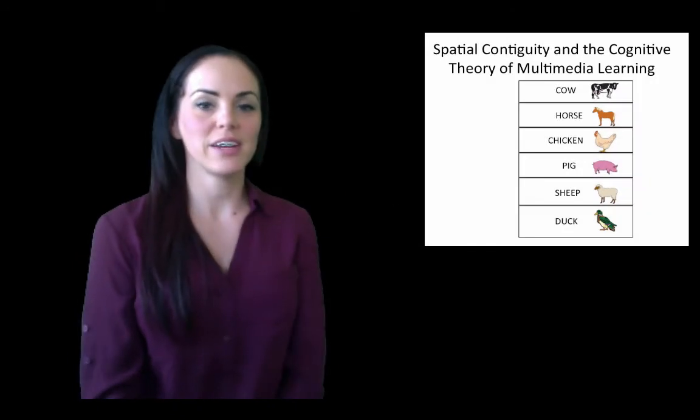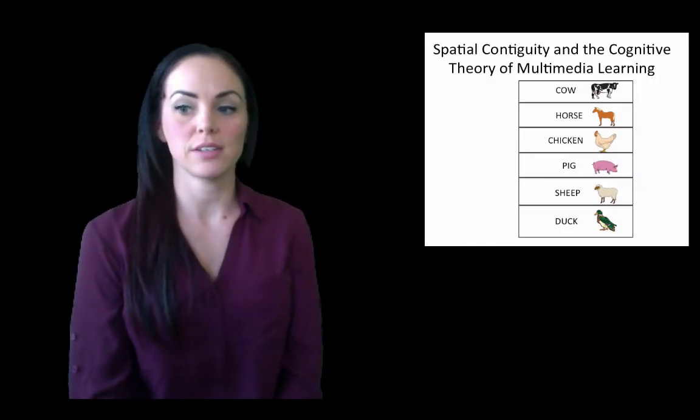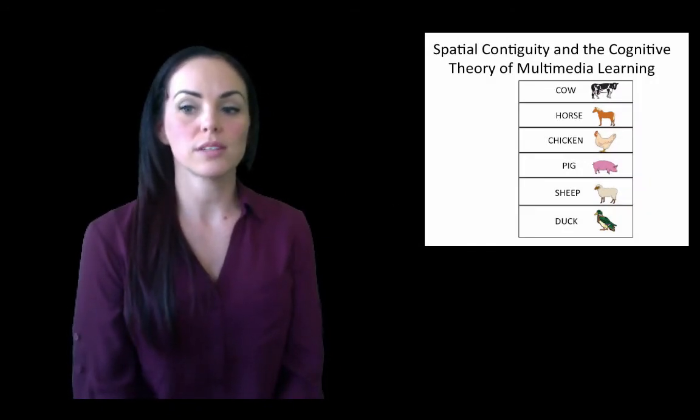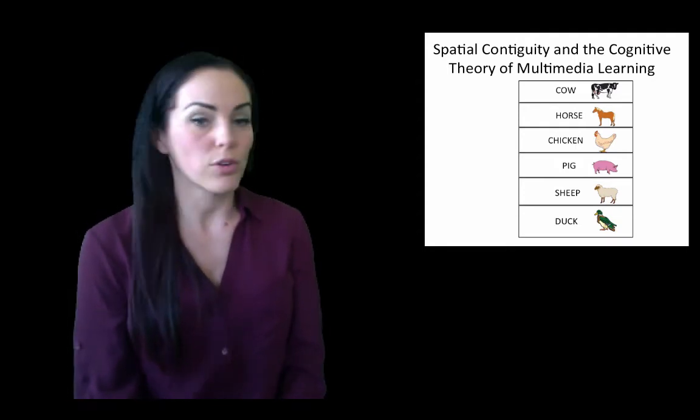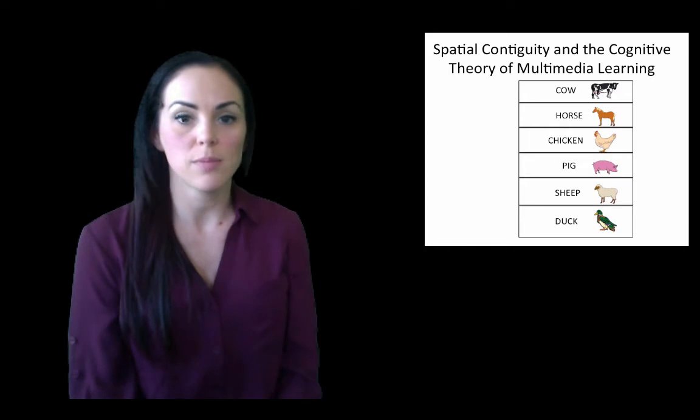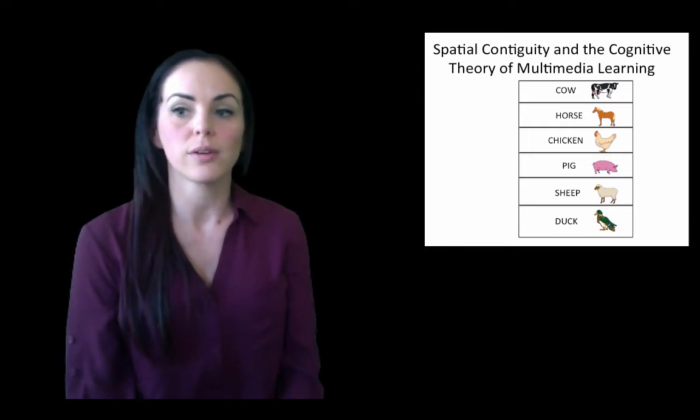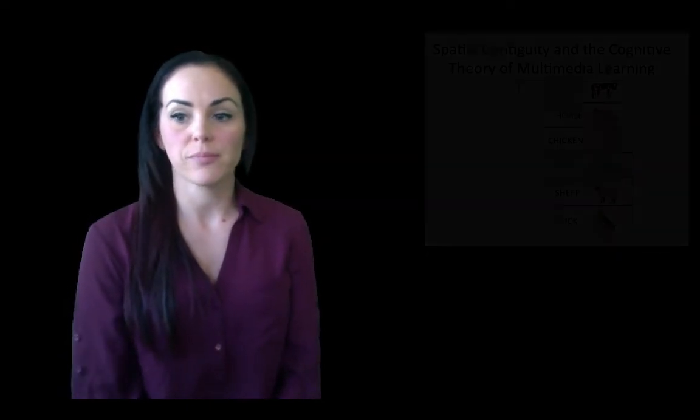So this picture here is an example of the spatial contiguity principle, where the words are listed right next to the picture, so that the learner doesn't have to look back and forth between the picture and the words, trying to match the meaning of the word to the actual picture.